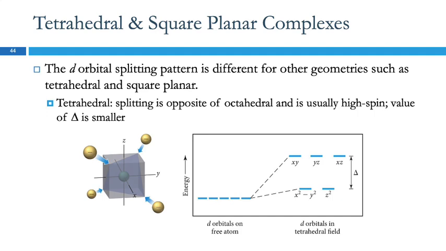So those are octahedral complexes. In tetrahedral and square planar complexes, the orbital splitting is different. In tetrahedral complexes, the splitting is opposite. We have 3 that are high and 2 that are low. And here, these are typically going to be high spin, which is what we get when delta is smaller.